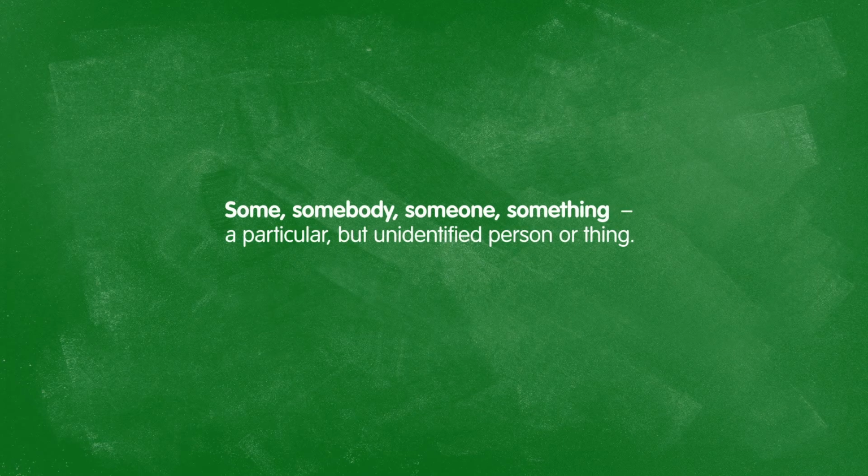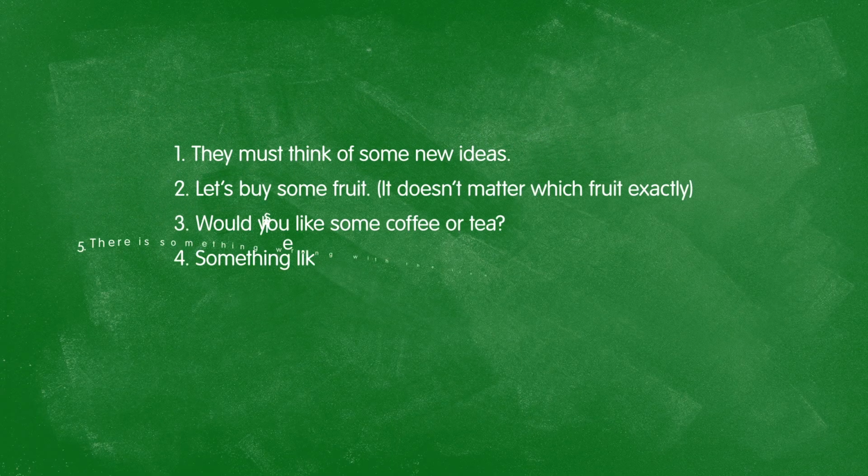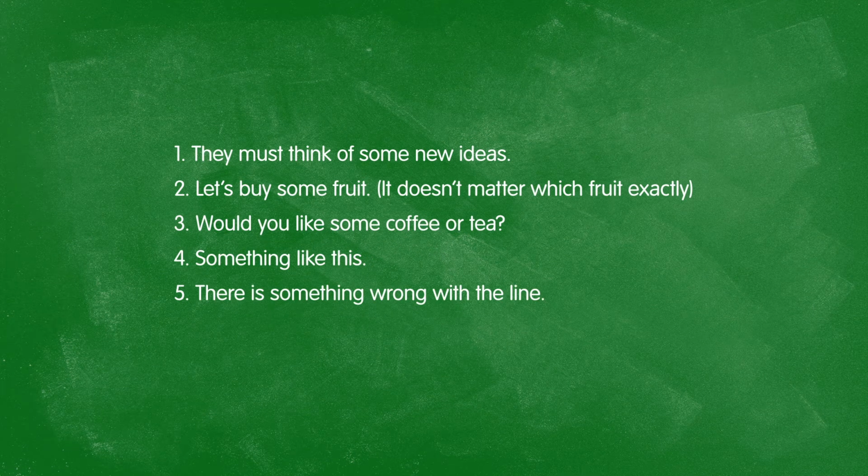The pronouns some, somebody, or something can refer to a particular but unidentified person or thing. Now, some is usually used with plural or uncountable nouns. Be careful not to confuse some and the article a. For example, they must think of some new ideas. Or, let's buy some fruit.